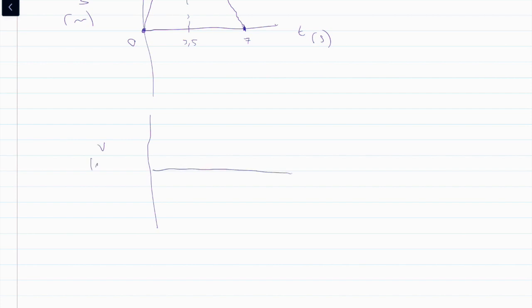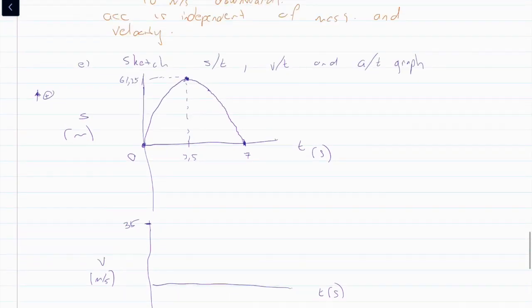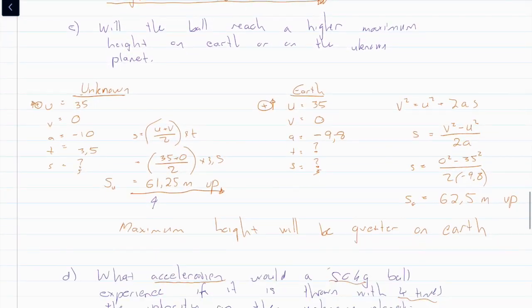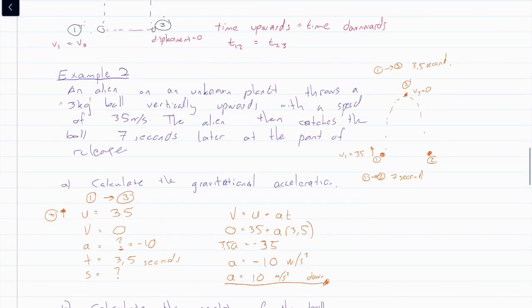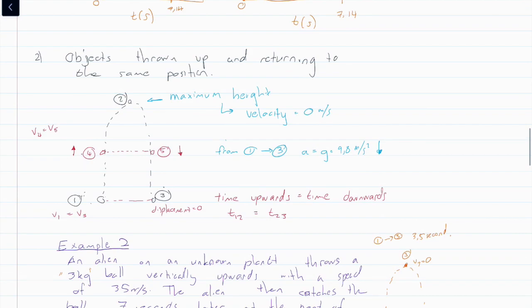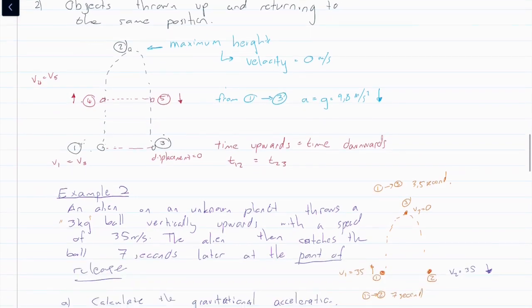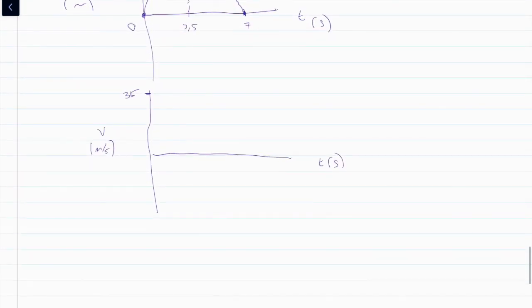So velocity in meters per second and time in seconds. We know the velocity starts out at 35 meters per second, and it ends, remember, because the alien catches it at the point of release, it's going to end with the same speed. So the final velocity is going to be 35, but it's going to be downwards instead of upwards, right? That's because of the rule that we said, that at equal displacements, the velocities are equal but opposite in direction. So it starts at 35, so it must end at minus 35.